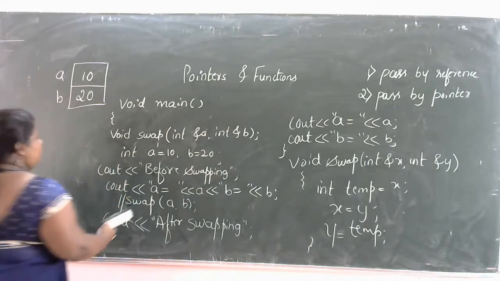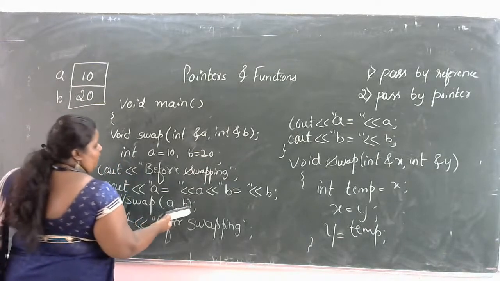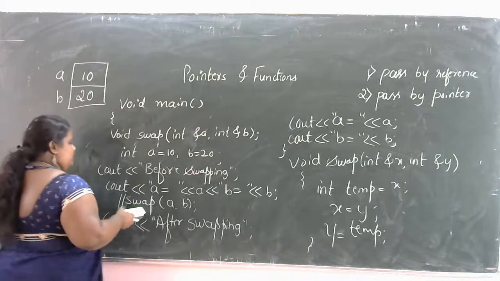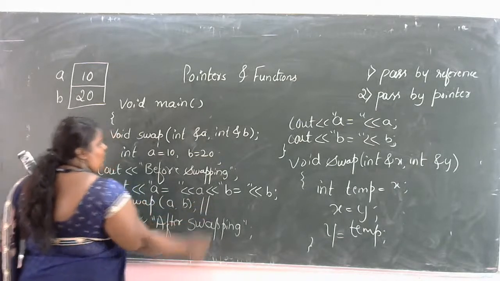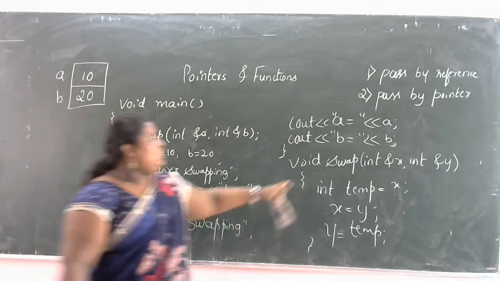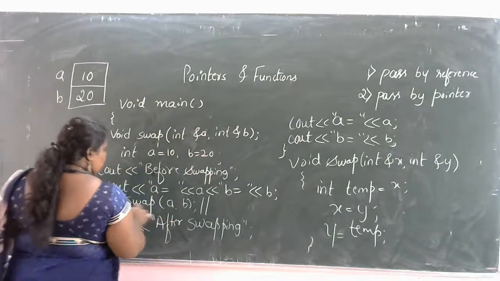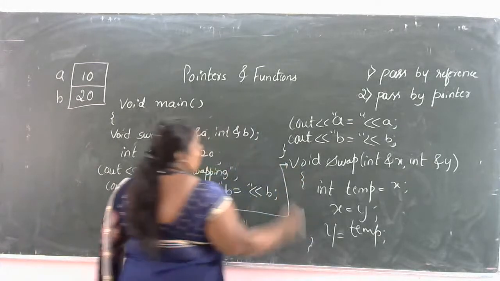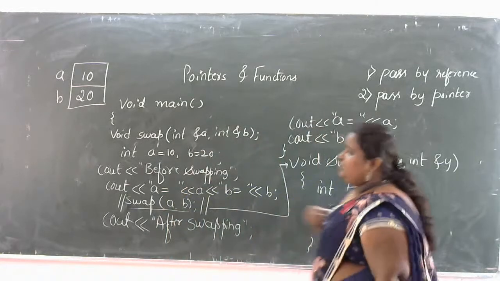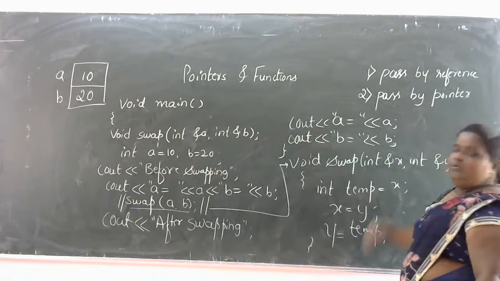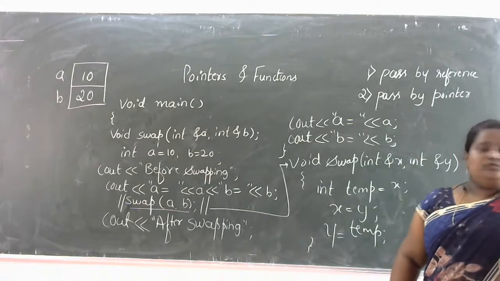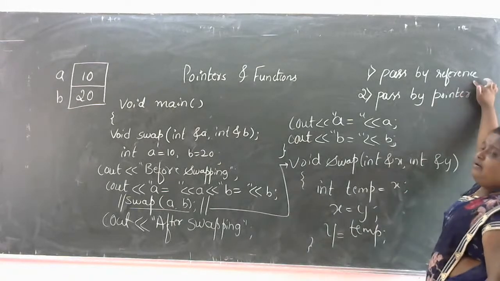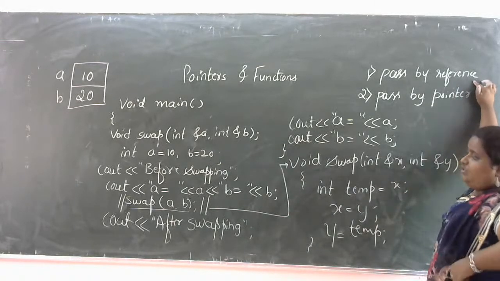Next you are calling the function swap of a comma b. This is called the calling function, and this is called the called function. As soon as the function call is executed, the control will flow to the called function, and the called function will be executed. Here see, this is the concept of reference. What you are doing?